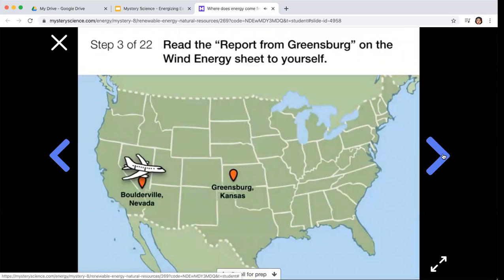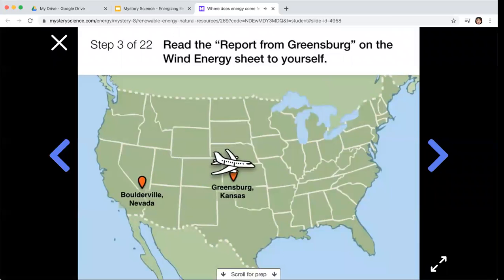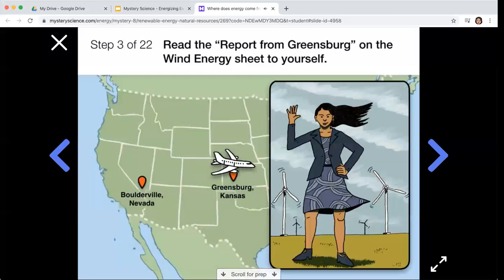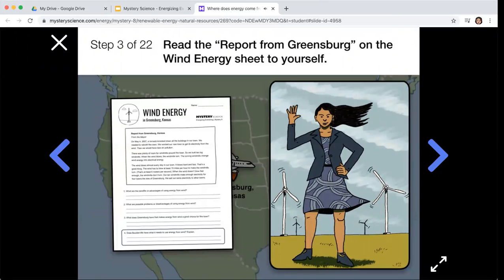First, you're going to fly to Greensburg, Kansas, a little town located on the plains. While there, you meet the town's mayor to talk to her about what kind of energy they use. The mayor hands you this report to read. Go ahead and read the report from Greensburg on the wind energy sheet to yourself now. Once everyone has read it, go to the next slide.